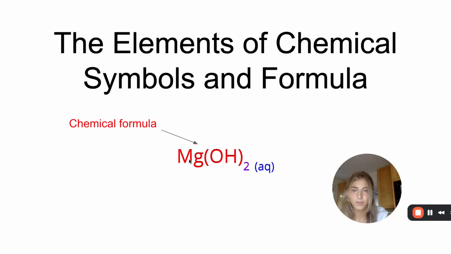So you have the chemical formula here, so magnesium, oxygen, hydrogen, the chemicals. And then you have a subscript, which tells you how much of a certain molecule or chemical there is. So for hydroxide, this OH, we can see that there's 2 of them, meaning that there's 2 oxygen and 2 hydrogen. And for magnesium, there's no subscript, so we just assume that there's 1 magnesium.